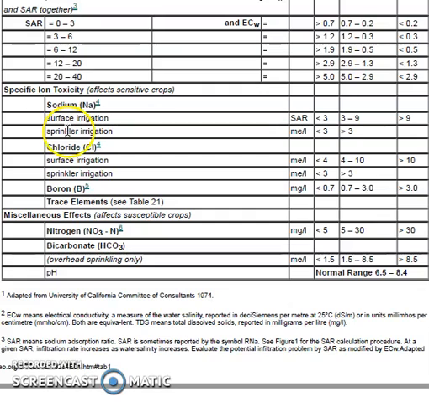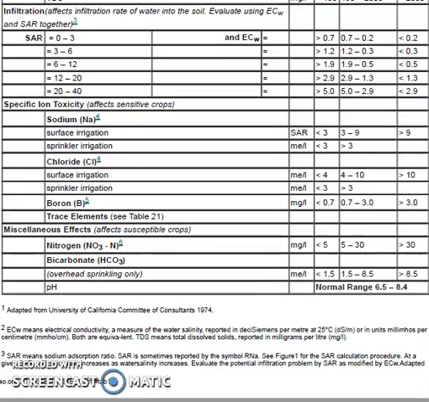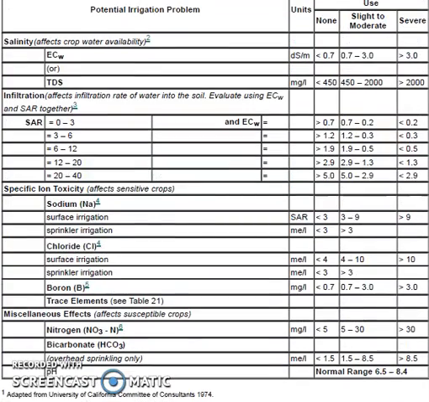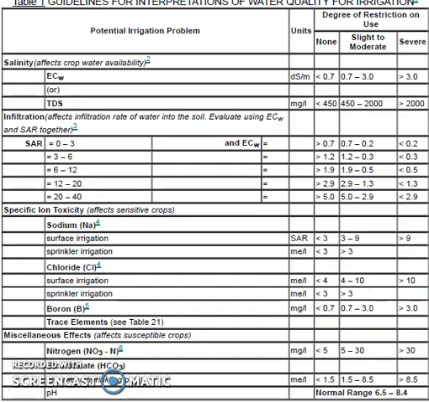If you are going to irrigate using surface irrigation, and your SAR is less than 3, then you have no degree of restriction in use. But if you have the SAR between 3 and 9, you have slight to moderate degree of restriction in use. If it is more than 9, then you have severe degree.